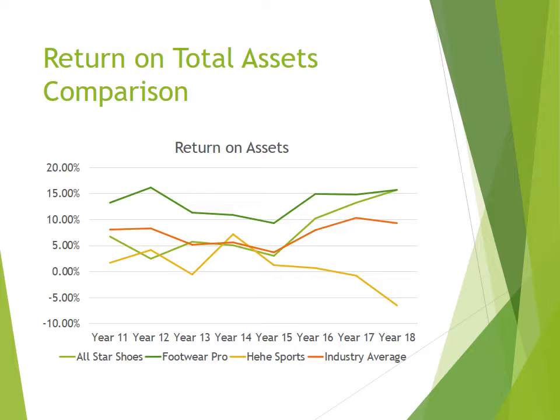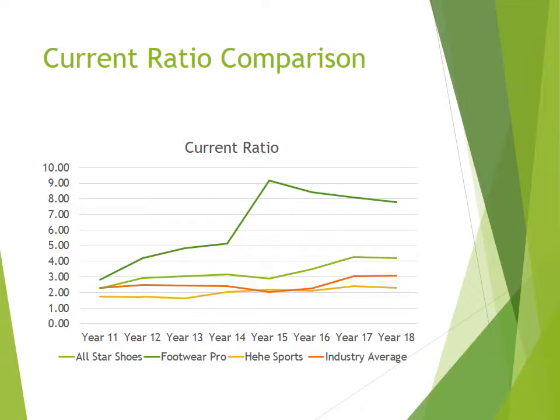Similar to ROE, our company's return on assets varied slightly for the first 5 years of operation before increasing year over year the final 3 years, ending at 15.77%. A company's current ratio measures its ability to meet short-term obligations. It is calculated by dividing current assets by current liabilities.